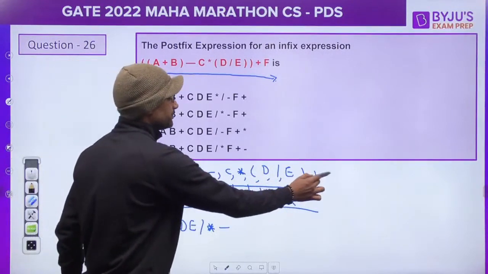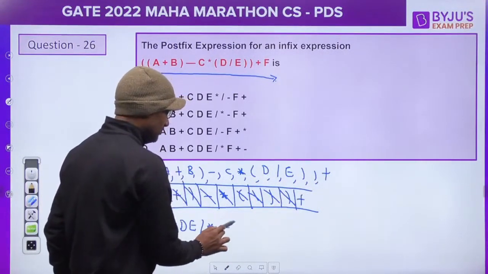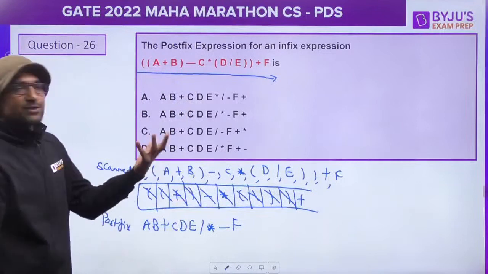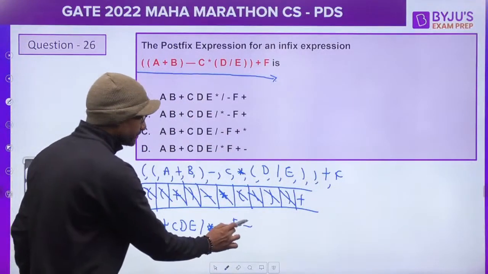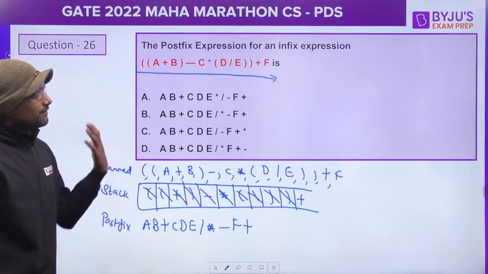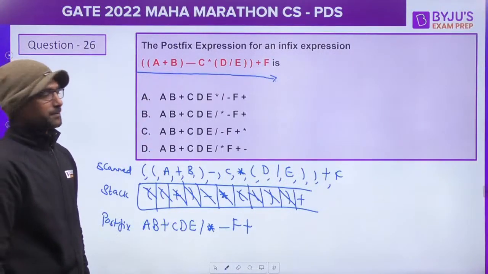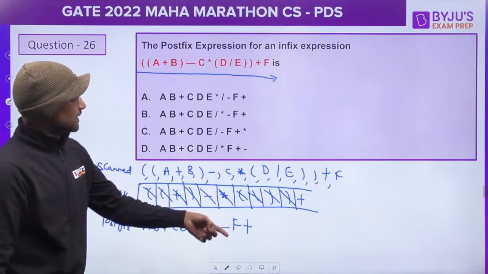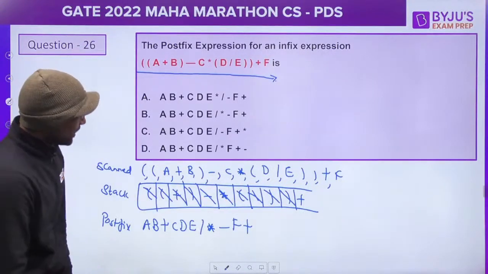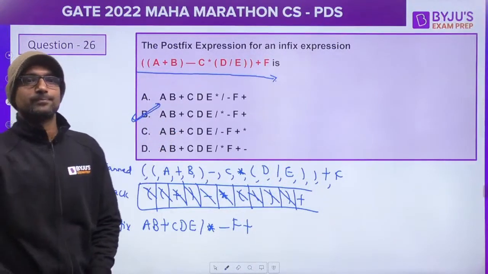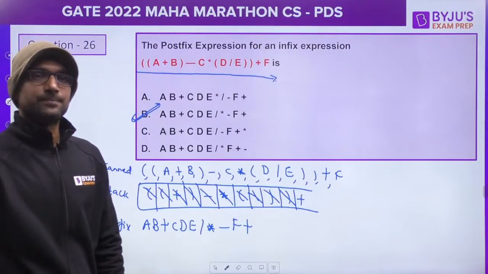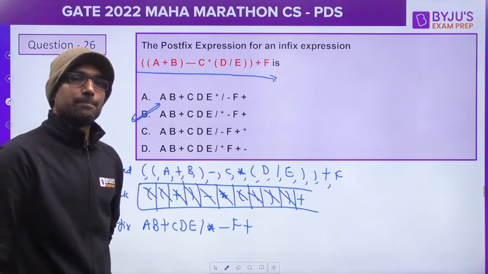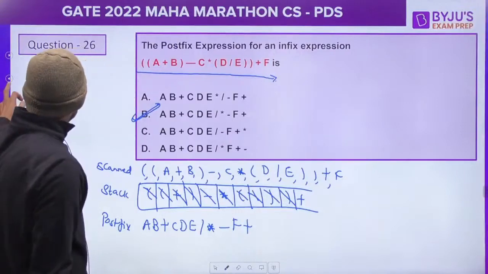Now we have plus. Then we have F. Now the expression is over, so simply empty the stack. So for the given infix expression, this is the postfix expression: AB plus CDE division star minus F plus. I think it is option B. Yep, very good. Next question.